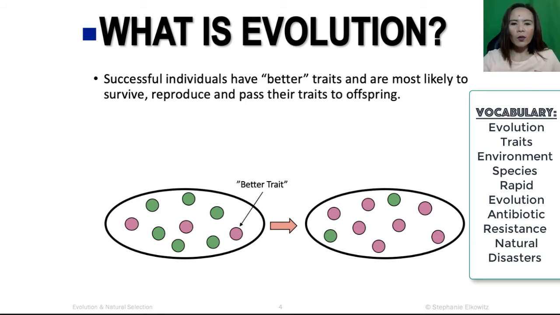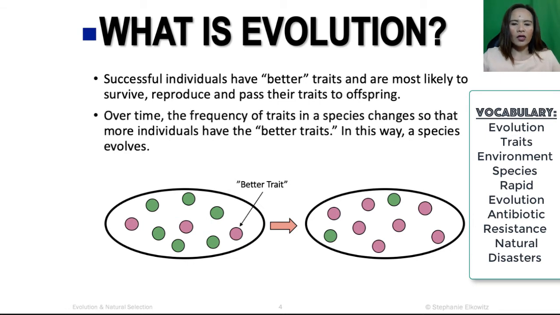Now, for example, in this diagram that you have, the better trait is the pink circle. Over time, that pink circle will take over that same environment, and the green trait, which is not a very good trait in that environment, suddenly will disappear. This is an example of evolution, and this is an example of individuals successful in their environment.